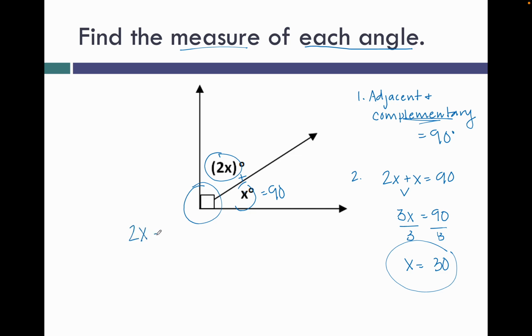So 2x is going to equal 2 times the x value, which is 30. 2 times 30 is 60 degrees. And then our second angle is just x. So since x is 30, then that angle is just 30 degrees. And then we can double check that 60 plus 30 does actually equal 90, which is what we were hoping for.